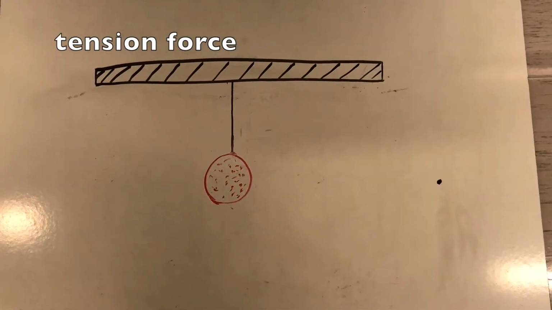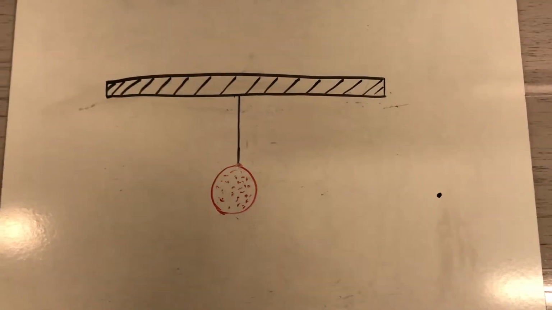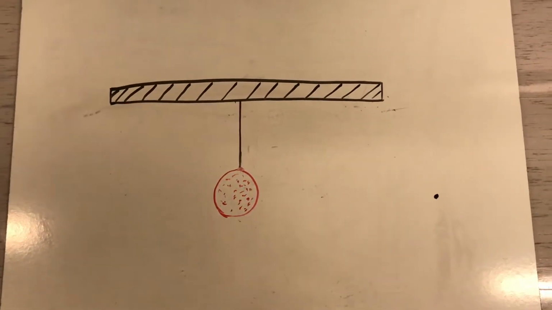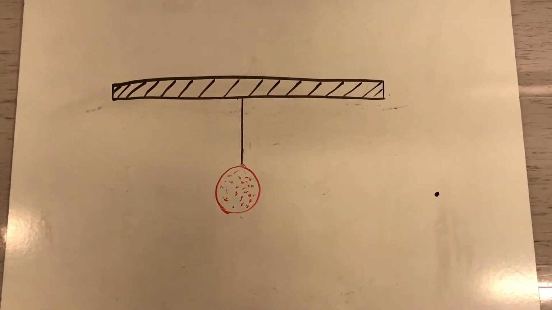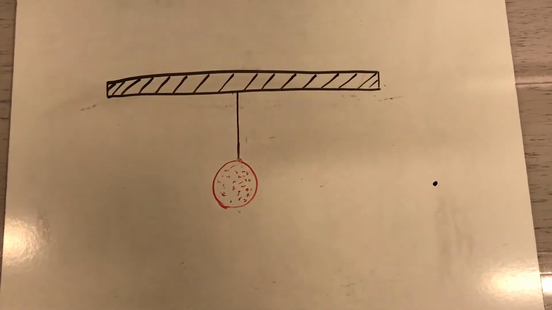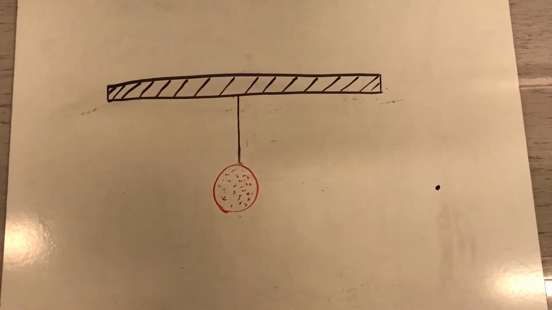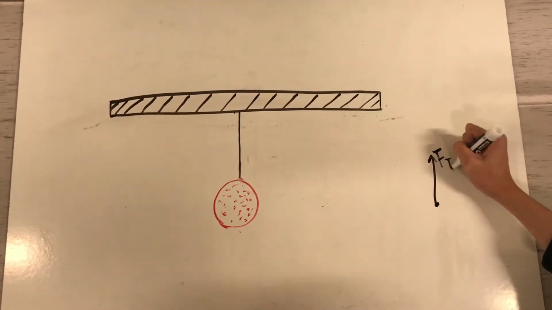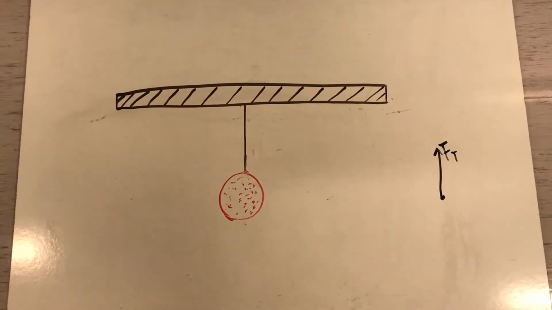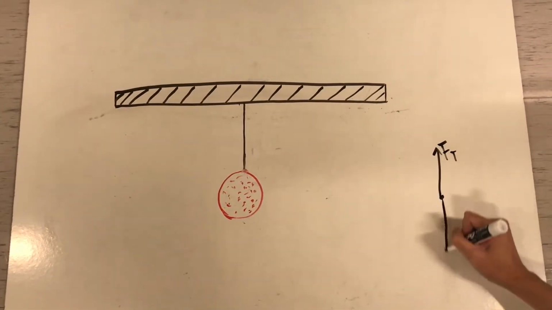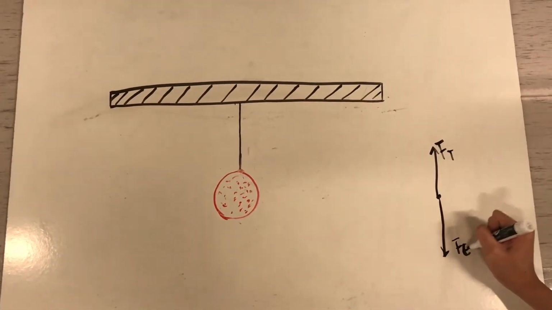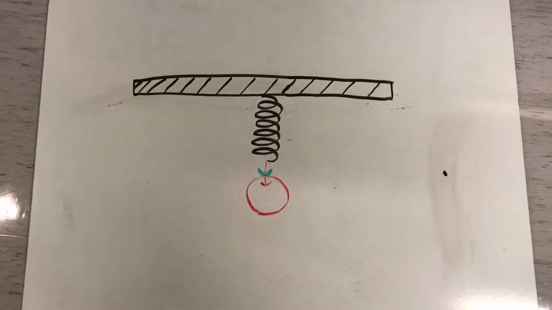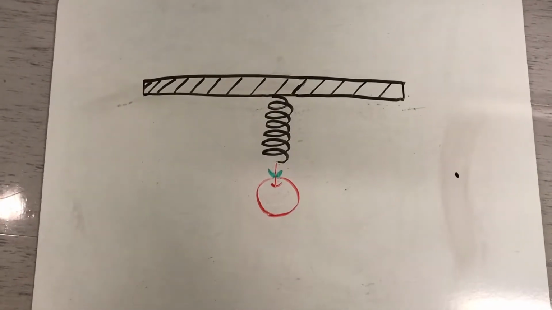Tension force is a force that is transmitted through a spring, rope, or wire when it's pulled tight by forces acting at each end. For example, an orange is suspended from the ceiling. We can see that the tension force is upward and the gravitational force is downward.